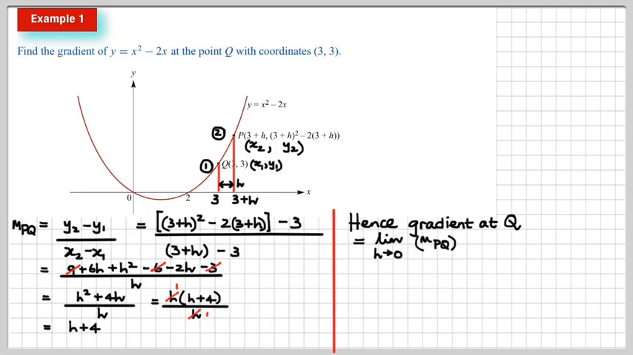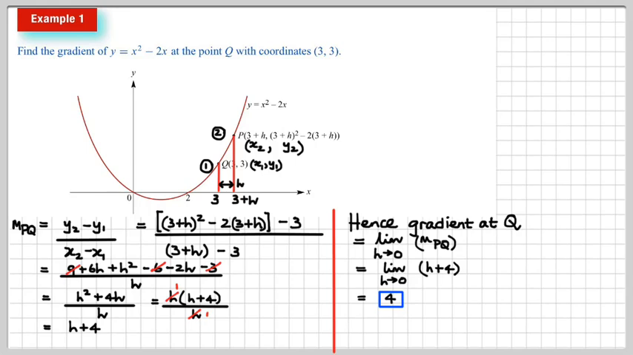There it is, right? So it's the limit of the gradient of line segment PQ as h approaches 0, and that will be that. Right, now if h approaches 0, counting it as being 0 would just get you 4. So that, ladies and gentlemen, is the gradient of the curve at the point Q. Okay, when Q has coordinates 3 and 3, that is the gradient at point Q.